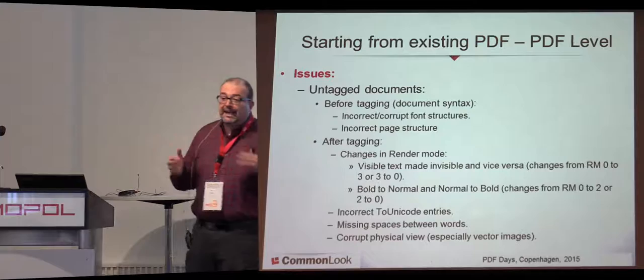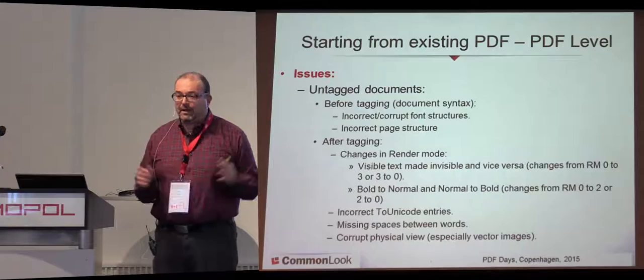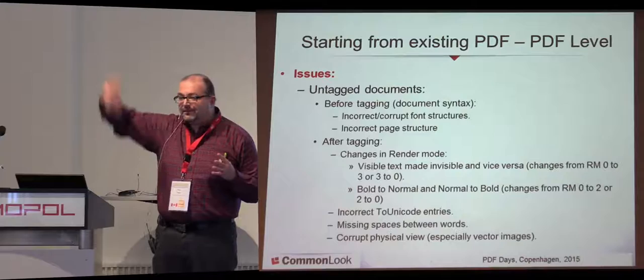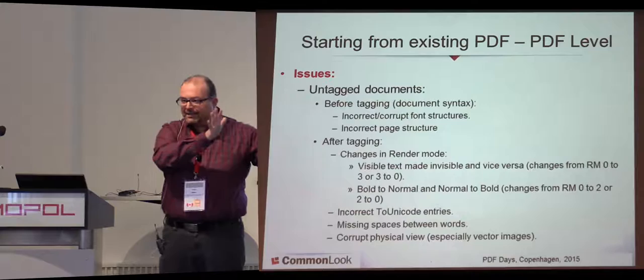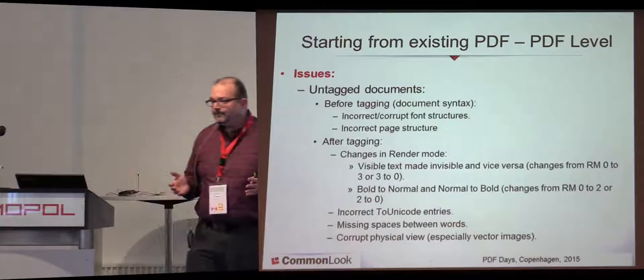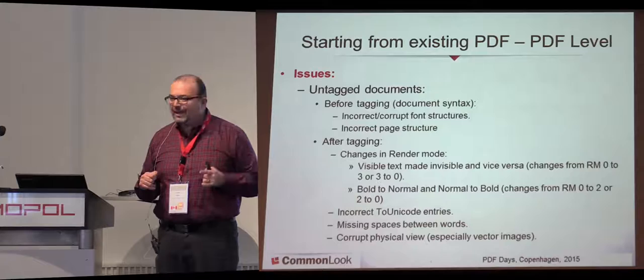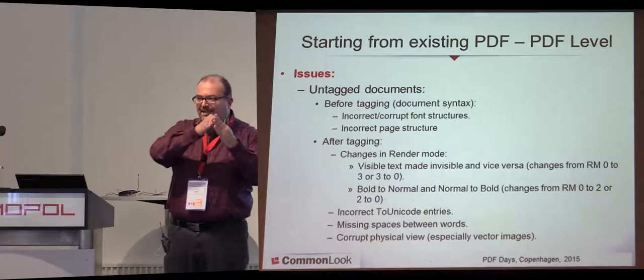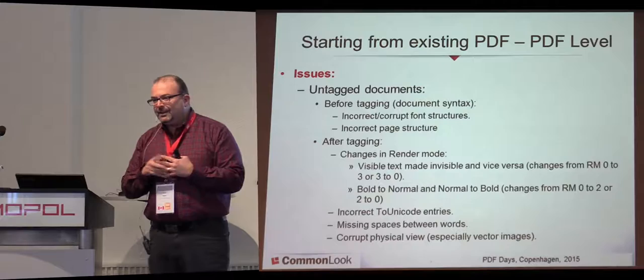Also, sometimes when you tag the document, you will notice that the text is completely corrupt. If you look in the content view, you will just see garbage, although the document in the physical view reads correctly. The Unicode mapping is messed up. So the character index to the glyph ID, which Matthew was describing yesterday, is correct, but the character index to the Unicode values is messed up. Now you need to fix the Unicode tables for the fonts.